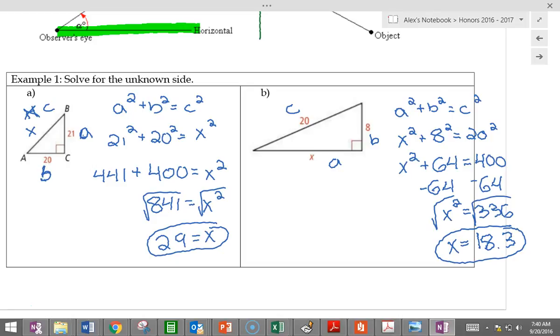That's all we're going to look at for today, just solving with the Pythagorean theorem and making sure we're really strong in that.